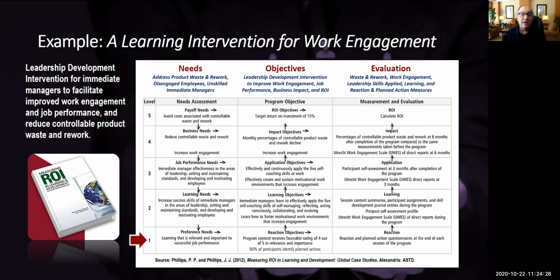Again, finally, preference, learning that is relevant and important to successful job performance. Reaction objectives: program content receives a favorable 4 out of 5 in relevance and importance. 80% of participants identify planned actions. Then again, we will use a questionnaire at the end of each session of the program. There were 7 sessions in total.